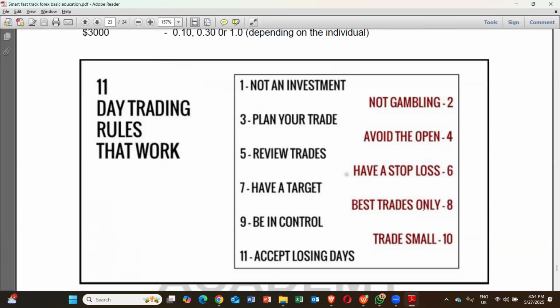Be in control. Trade small and accept losing days. Another thing you need to note is this: if you cannot accept losses, then you can never get wins in this market. Losses are part of the game. Losses are part of the game. If you cannot accept losses, if you just say, no, I don't want to take a loss.